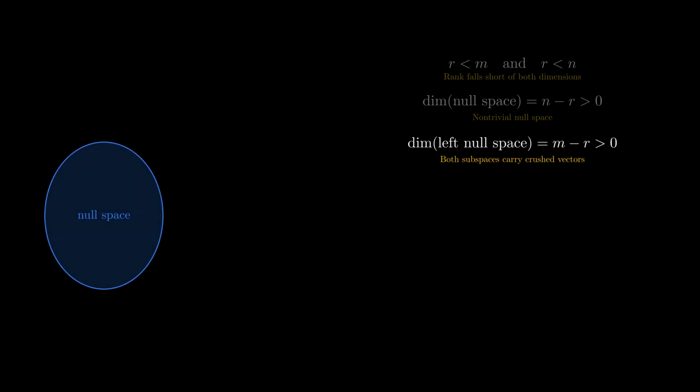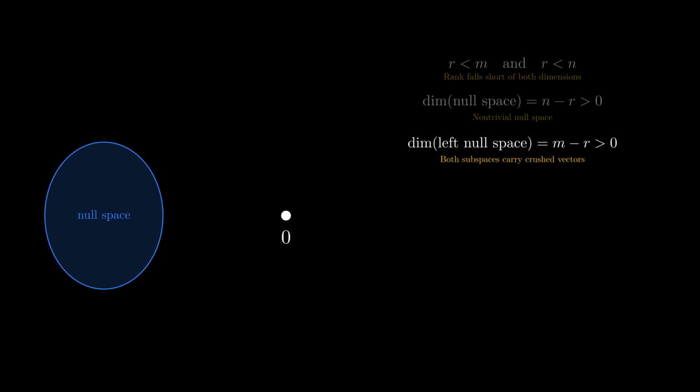Null spaces are the villains of this story. When R is less than m and R is less than n, both null spaces are non-zero. Remember from before, the null space has dimension n minus R, and the left null space has dimension m minus R. So whenever R falls short of n or short of m, those dimensions are strictly positive. And the null spaces contain more than just the 0 vector.